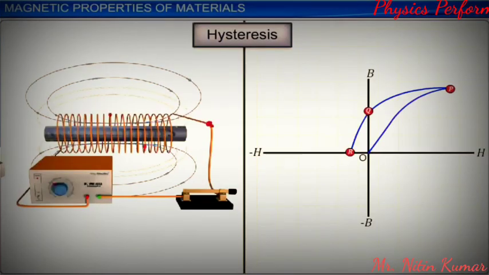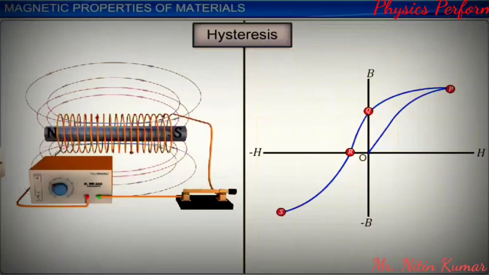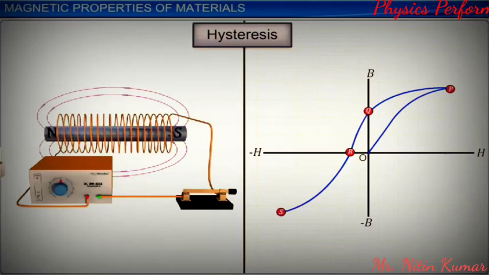As the current in the reverse direction increases in magnitude, we once again obtain the saturation magnetization in a direction opposite to that of the previous one. This is represented by the curve RS in the graph. Again, decrease the magnitude of current in the reverse direction such that the applied magnetic field H also decreases and becomes zero. But the magnetic field strength in the ferromagnetic material is not zero. This is represented by ST in the graph.